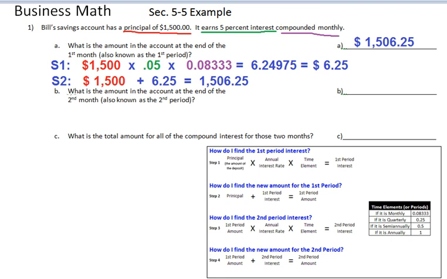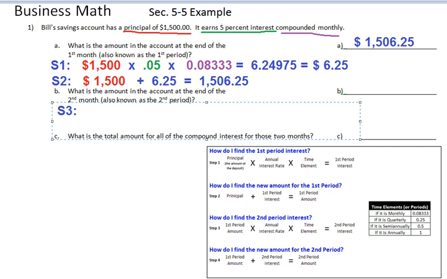So that's why we're going to do letter B. What is the amount in the account at the end of the second month, also known as the second period? So if he leaves the money in there to grow for 2 months, how much money will he have in there? Well, that leads us to step 3.